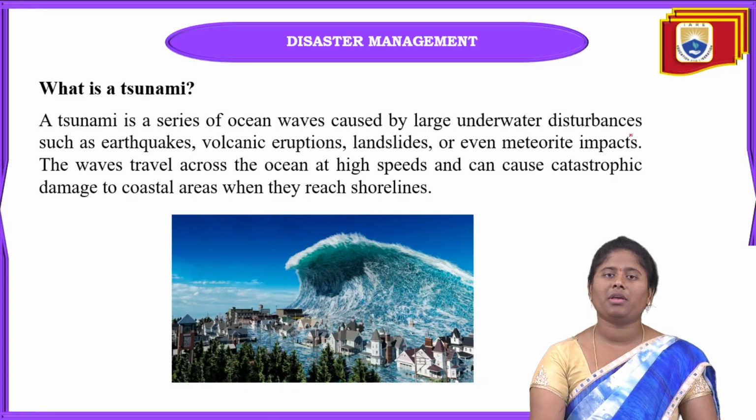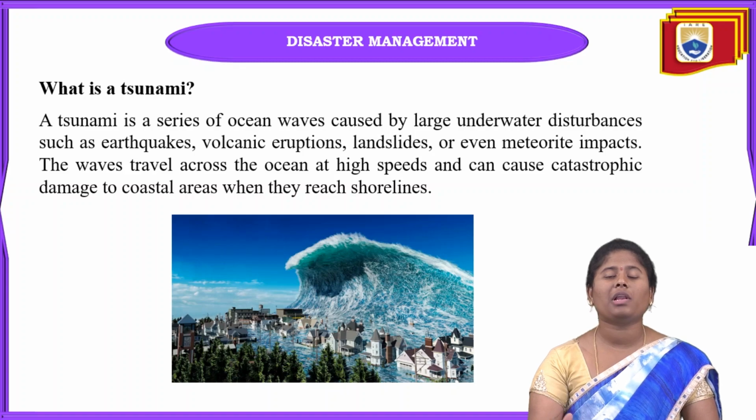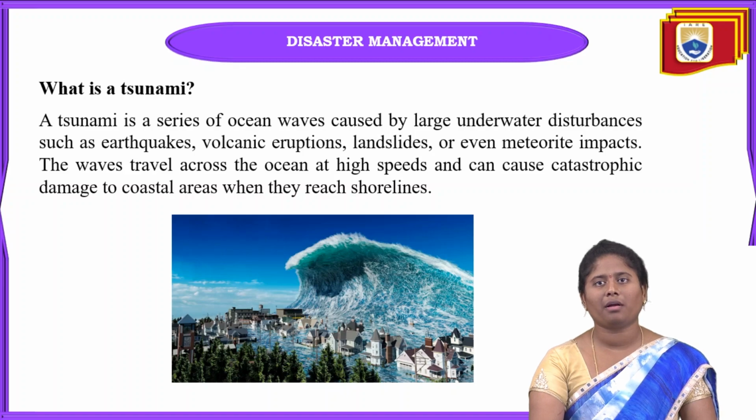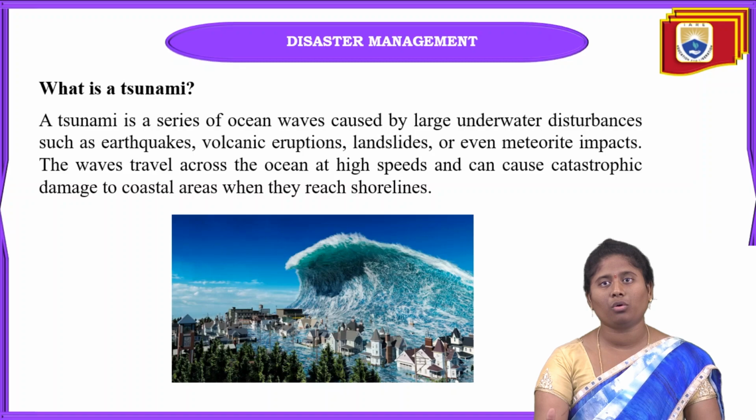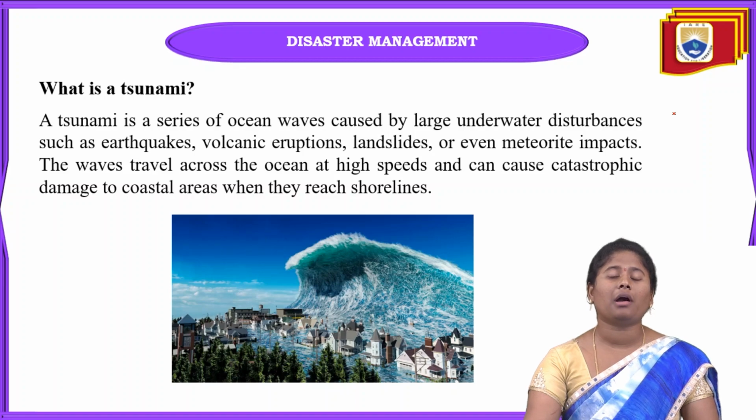What is meant by tsunami, how does it occur, and what happens when it occurs? First of all, what is a tsunami? It is a series of ocean waves caused by large underwater disturbances. Underwater disturbances are earthquakes, volcanoes, landslides, and sometimes meteoric action also. These waves travel along the ocean at high speeds and can cause extreme damage to coastal areas when they reach the shorelines.